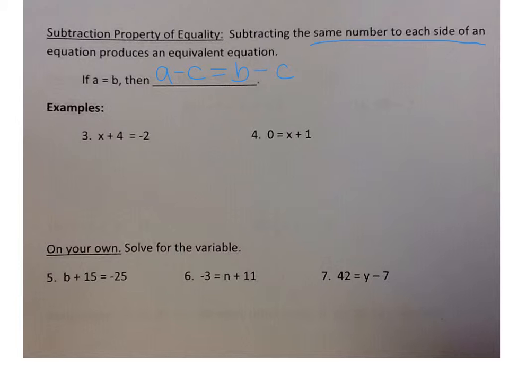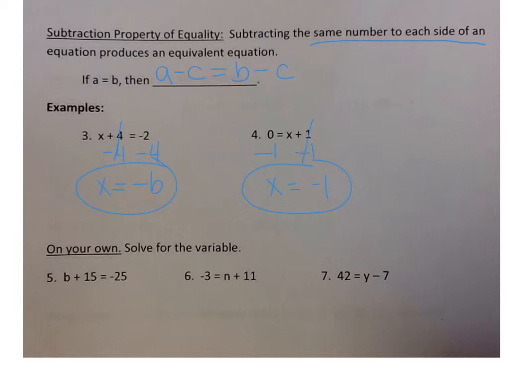To solve this equation, we're going to subtract 4 from both sides of the equation. And negative 2 minus 4 is negative 6. So x must be negative 6. Example number 4, 0 equals x plus 1. To solve this equation, we need to subtract the 1 from both sides of the equation. And then x equals negative 1.